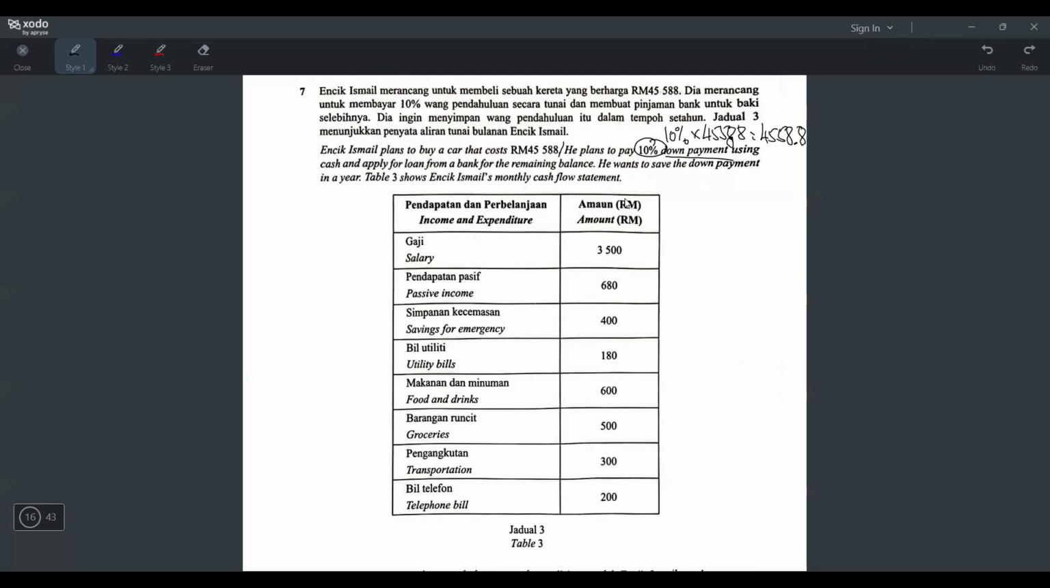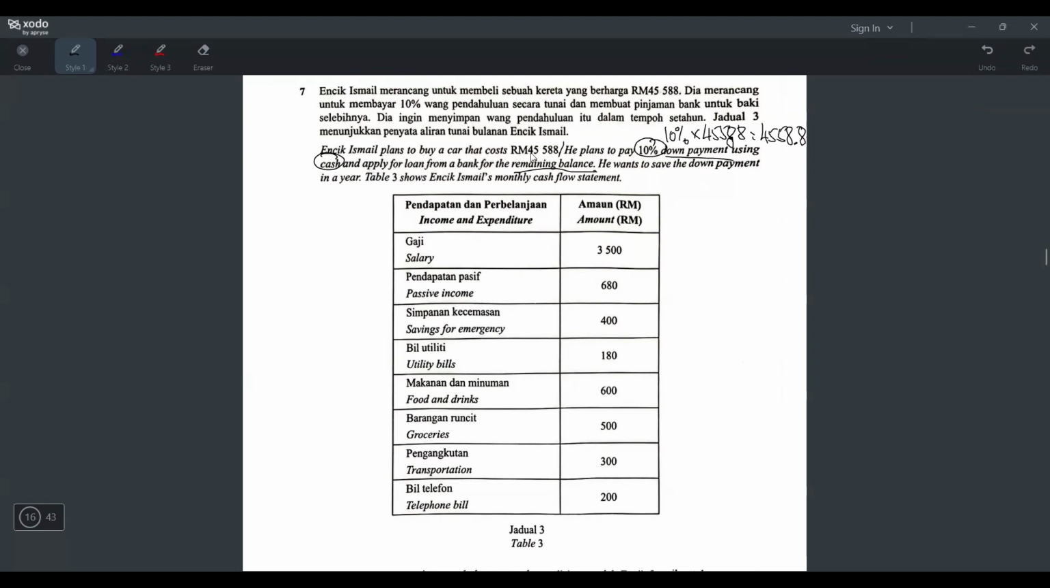Maksudnya maybe you pinjam 90%. Tapi bila you pulang kepada bank, you kena pulang banyak lebih sikit sebab ada interest. Okay, ada faedah. Okay, let's see what it says here. 10% dia sudah bayar guna cash, guna bayar sendiri. And then apply for loan from a bank for the remaining balance. It means the remaining 90% dia pinjam bank.